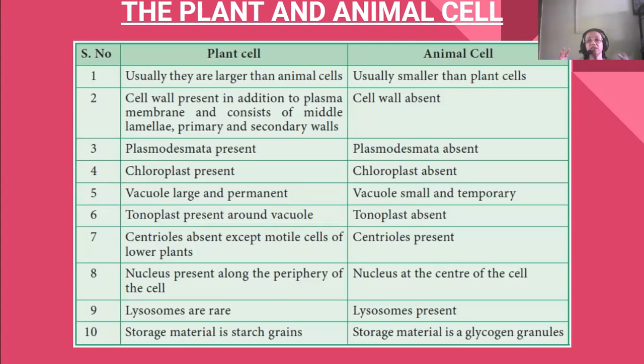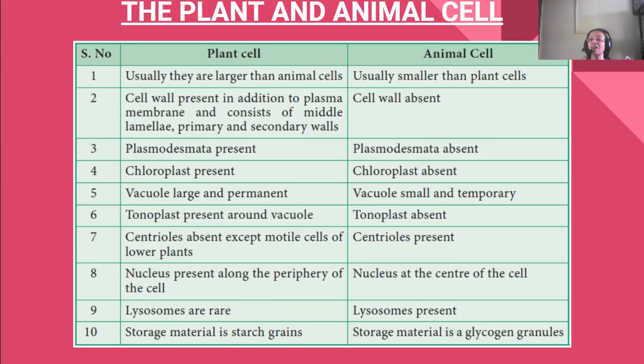So we have studied both the plant and animal cells in a generalized picture. Now we come to the difference between a plant cell and an animal cell. Why do we call it a plant cell and why do we call it an animal cell? First difference is that plant cells are usually larger than animal cells, and animal cells are smaller than plant cells. Now the main difference is the cell wall.